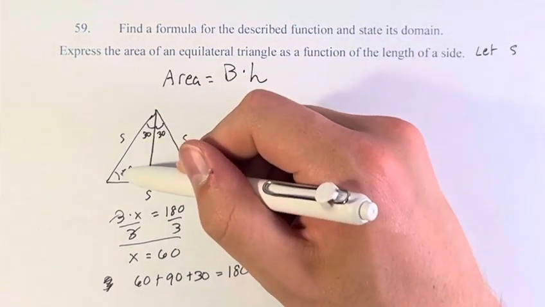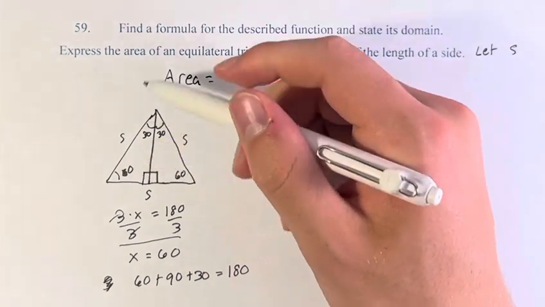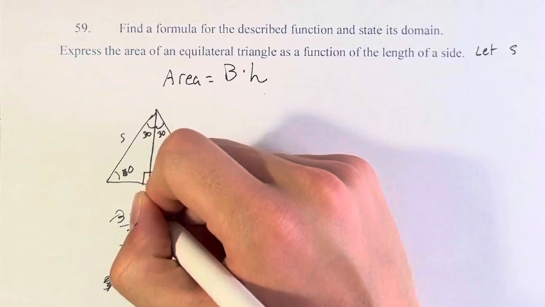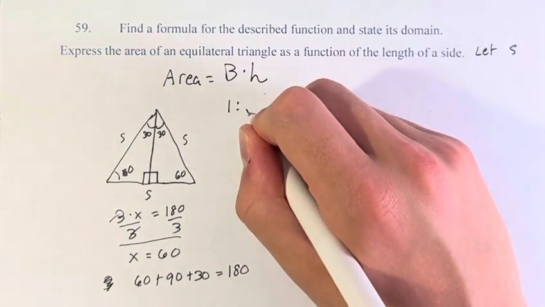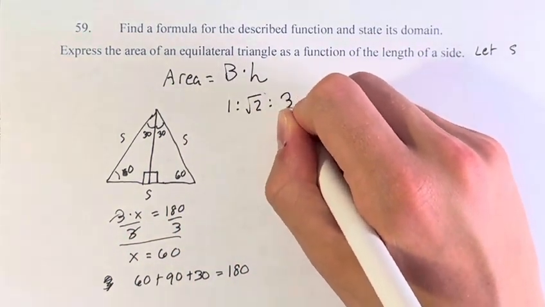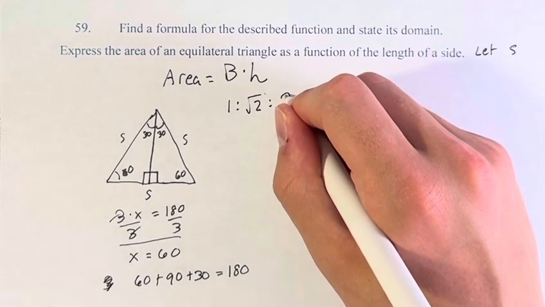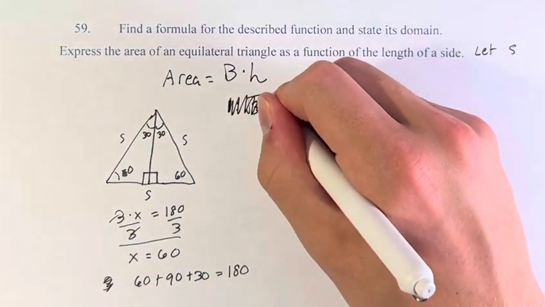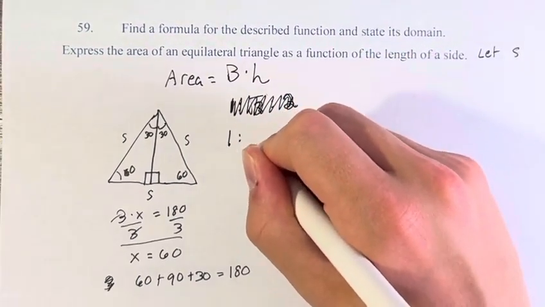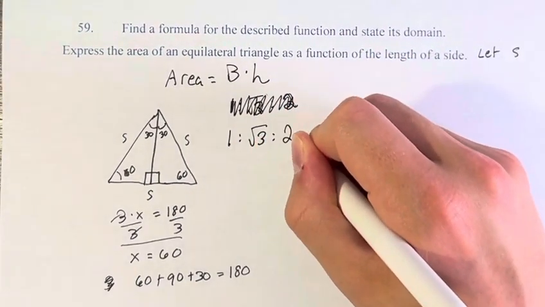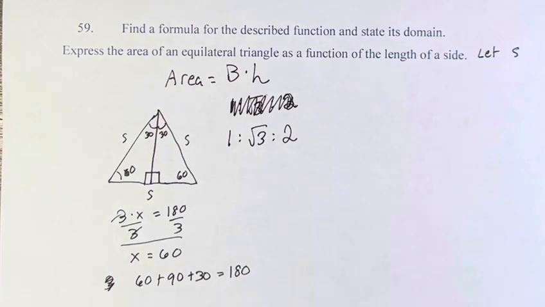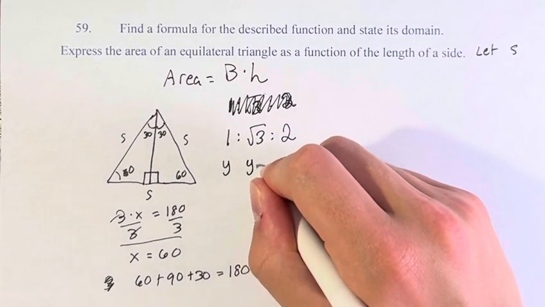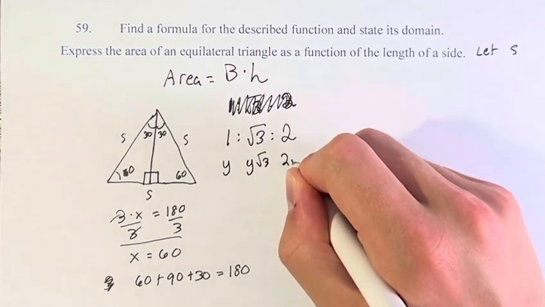that we have a 30, 60, 90 triangle, and therefore, the ratio of the sides of these triangles are 1 to root 3 to 2. I'll rewrite that to make it more clear. 1 to root 3 to 2. I had them backwards for a second. And we can represent these as y, y root 3, and 2y.